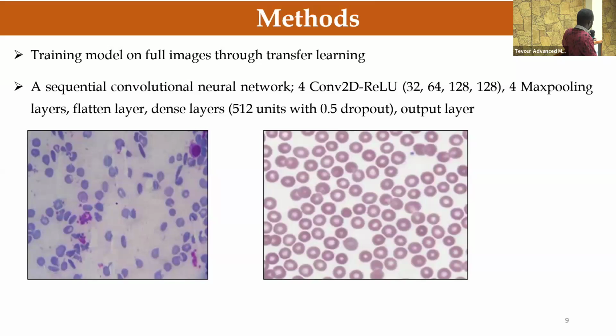So the model that was developed was a CNN with that architecture. I may not go into details, but those who are familiar may know some of these: 4 convolutional 2D layers, rectified linear units with those number of filters, and each of them takes a max pooling layer, then a flattening layer to flatten them out, and then a dense layer for the classification. That was the model's architecture. So the results.